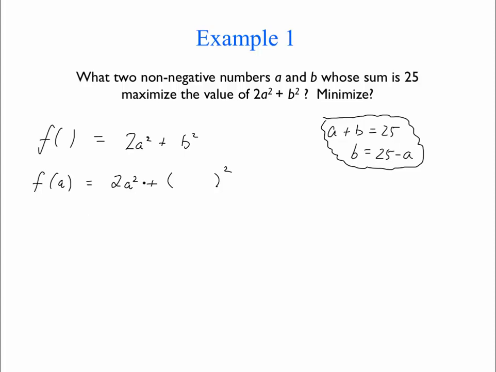So it's 2a squared plus (25 minus a) squared. Now we've got it. We got half the problem done because we found the function. Half the problem is finding the function. Second half, using it to answer the question. So if we want to maximize f, what are we going to do?